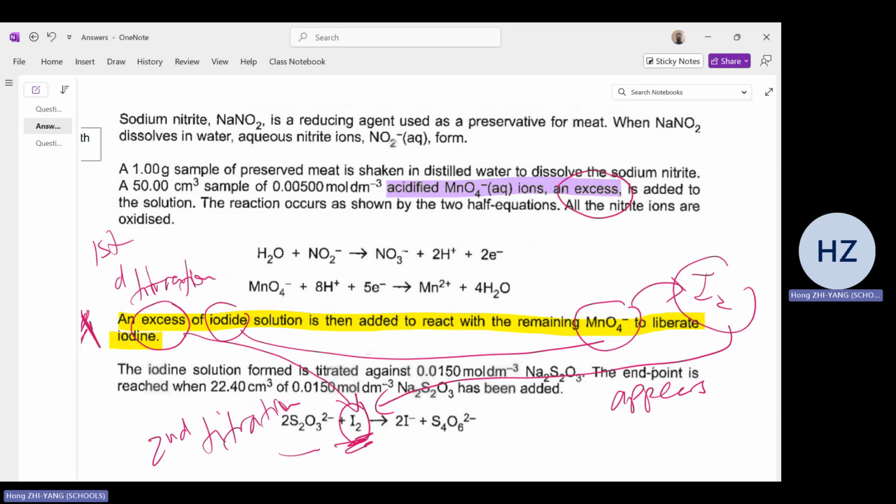So if you're asking this question, it means you are stuck between the first and the second titration link. The iodine from the first titration is going to help you to predict how much manganate was left behind from the very first reaction. So how many reactions are there in total in this question? There's technically 3.